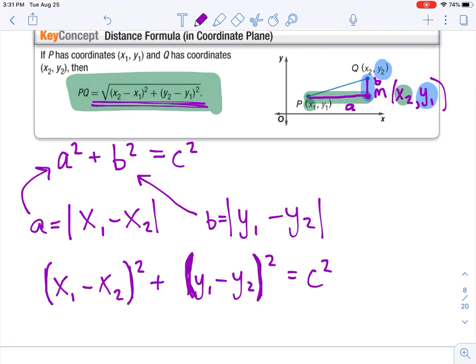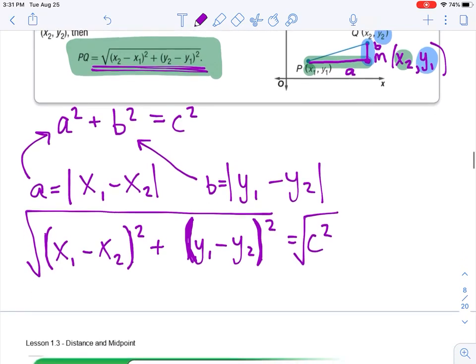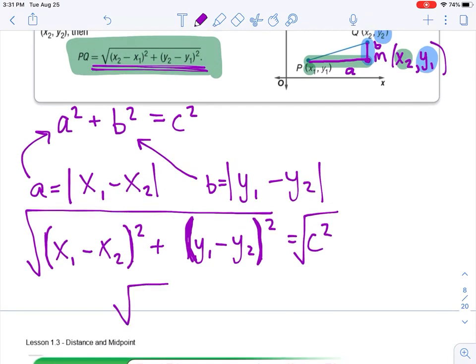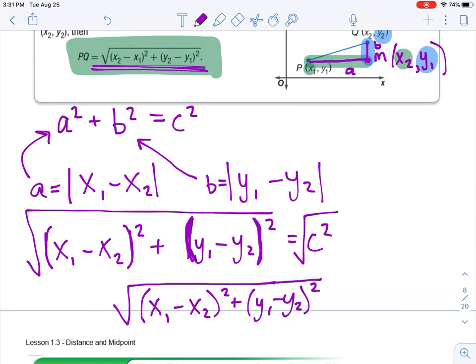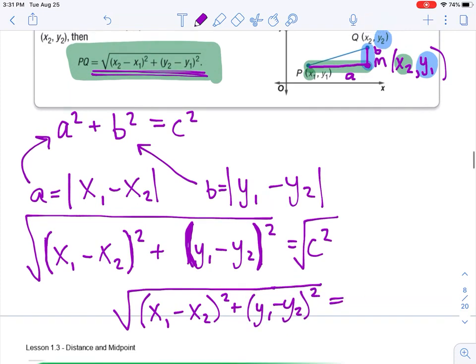Okay? One last step here. We have to get c by itself to find that distance, so we take the square root. So our solution is the square root of x1 minus x2 squared plus y1 minus y2 squared. And that equals our distance, in this case, PQ. You can also call it C.